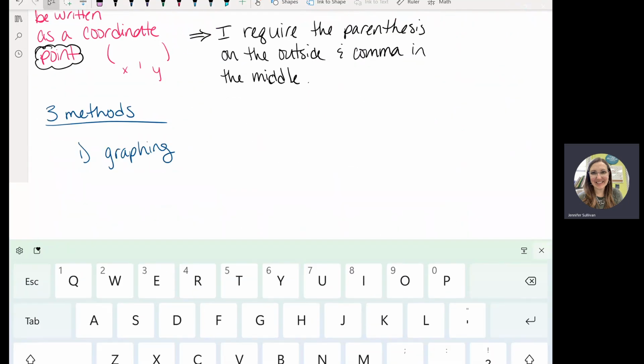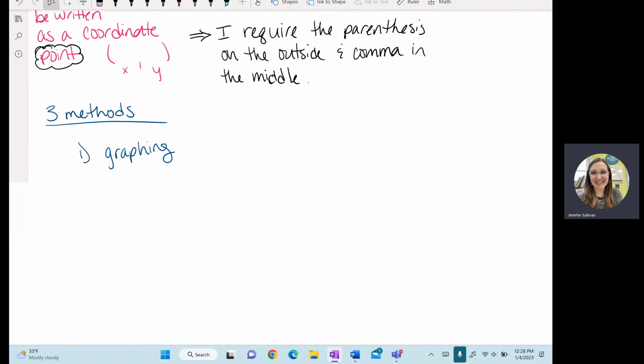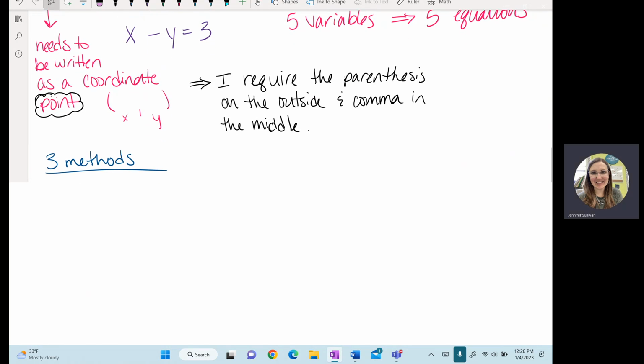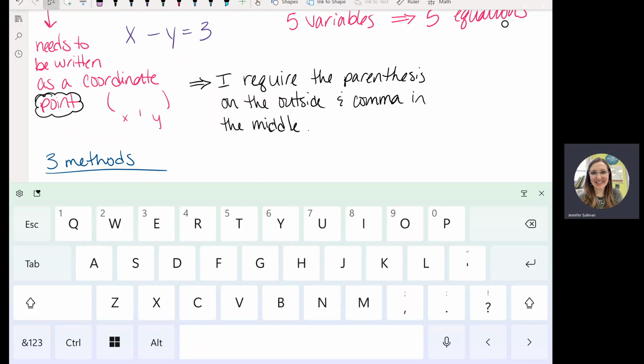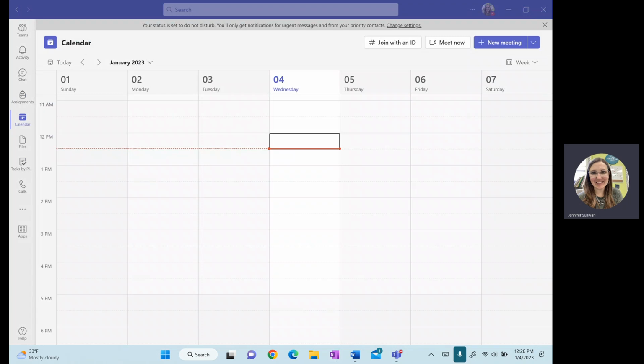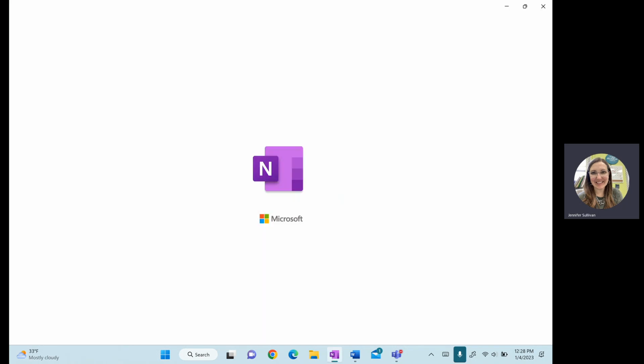So anytime we're thinking graphing, shoot. Okay, I need to close out the OneNote here. Give me just a second. Close it out. It's not giving it to me. There we go. Close it out. It probably was working there. Okay, and reopen it.